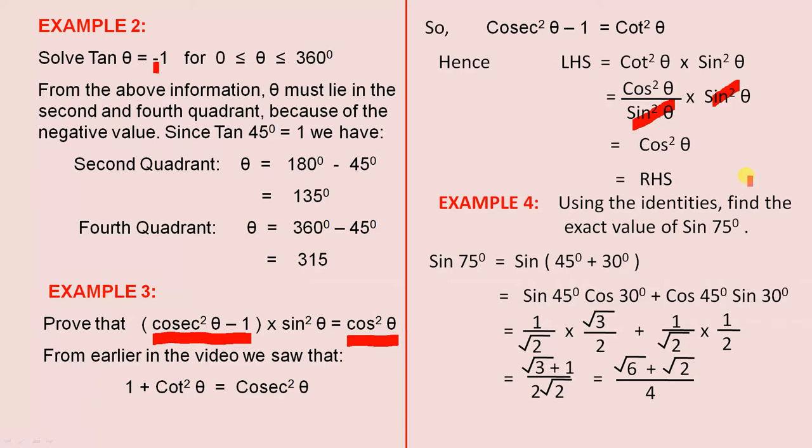Example 4. Using the identities, find the exact value of sine 75. Now, using those earlier identities on the previous slide, we can see that sine 75 equals sine of 45 plus 30, which is sine 45 cos 30 plus cos 45 sine 30. We put in each of those values. So that's basically their fractions. So when we add those up, see the denominator is the same for each. So it's basically the square root of 3 over 2 root 2 plus 1 over 2 root 2, which is square root of 3 plus 1 over 2 root 2. If we rationalise the denominators and multiply top and bottom by the square root of 2, we get the square root of 6 plus the square root of 2 over 4. And that's the exact value of sine 75.